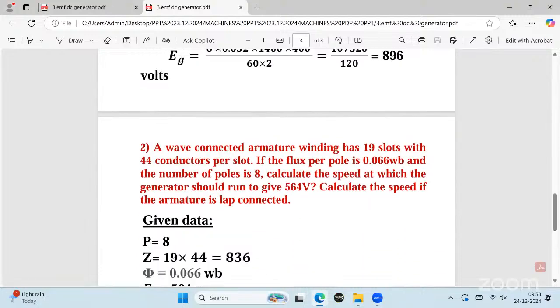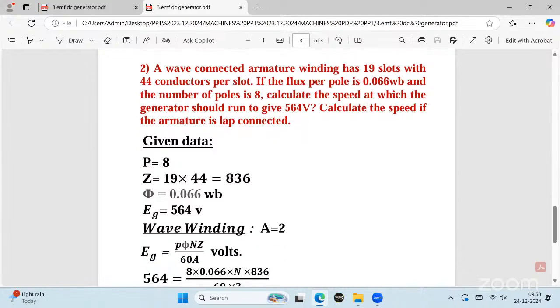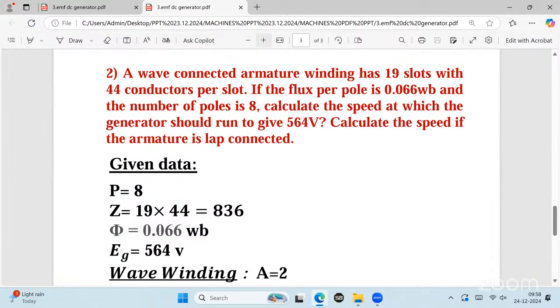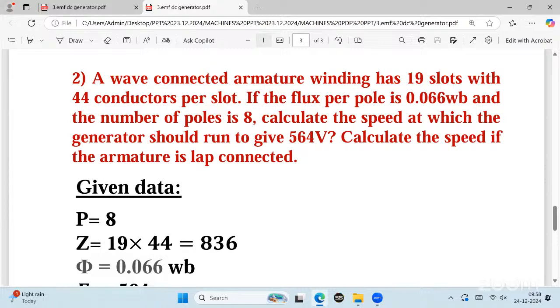Problem 2. Those who completed problem 1, please go for problem 2. It is a 5 marks question. Final exam only, I'm talking about the final exam. You'll get this kind of questions. Confirm, you'll get this kind of questions.